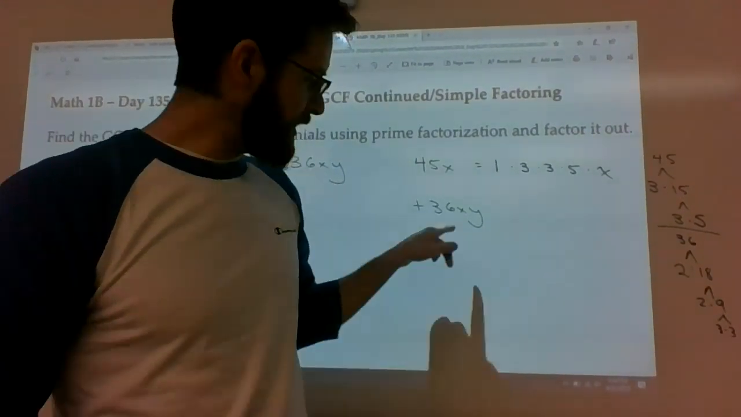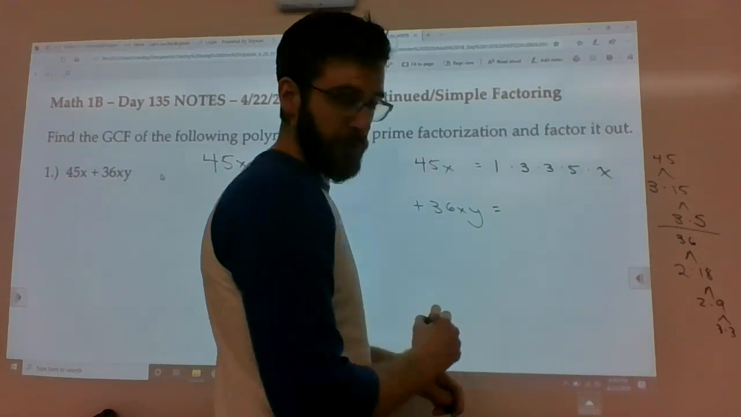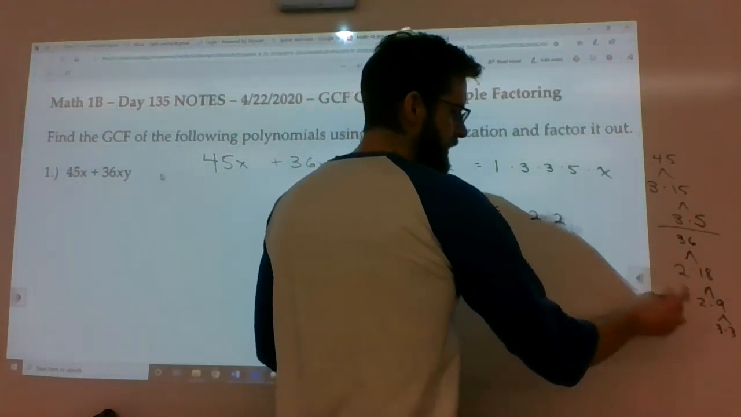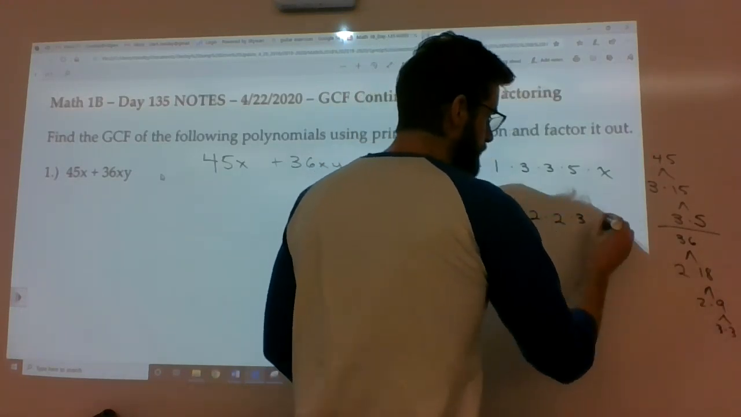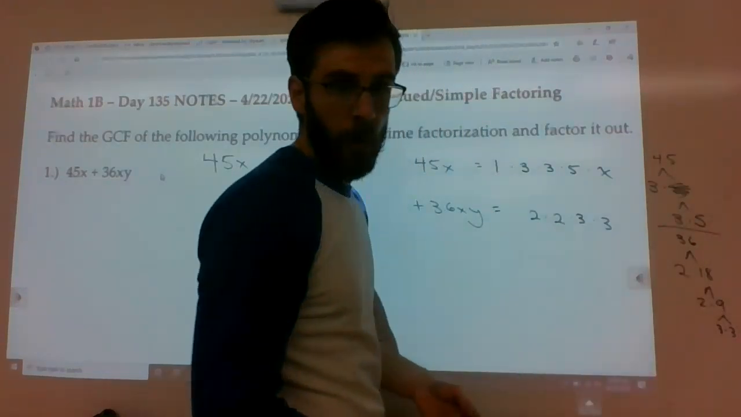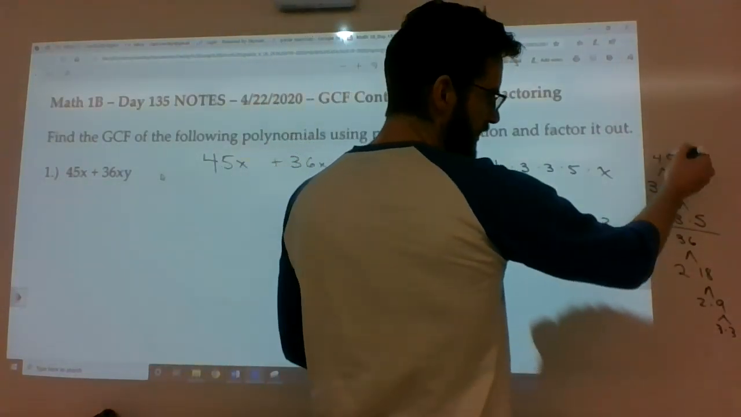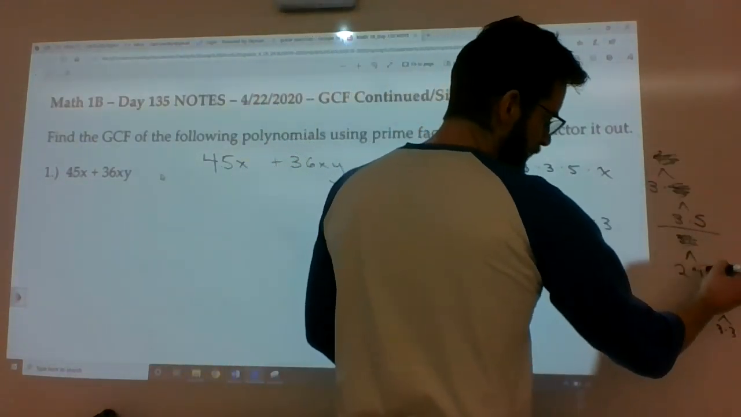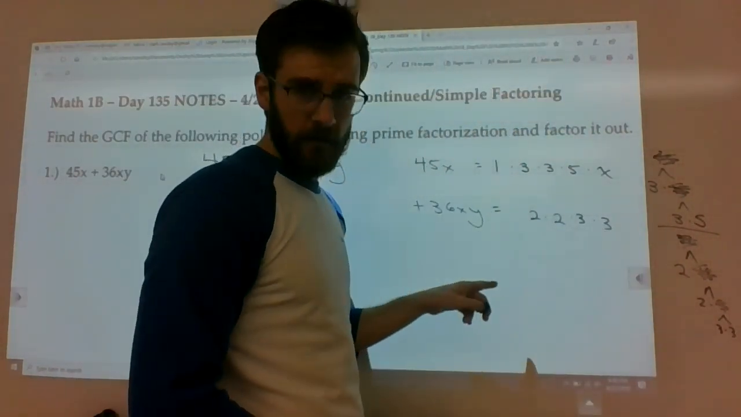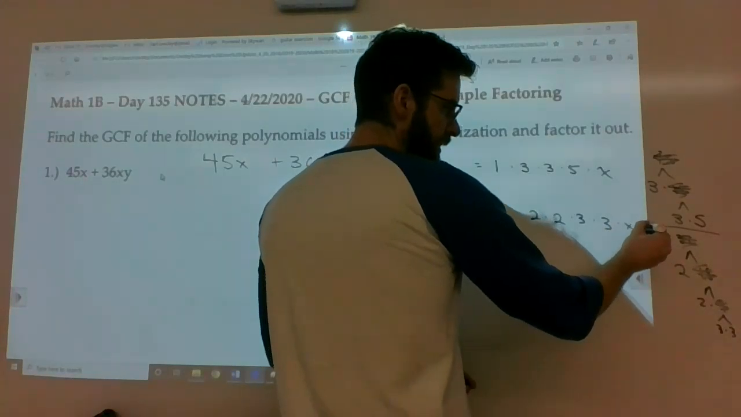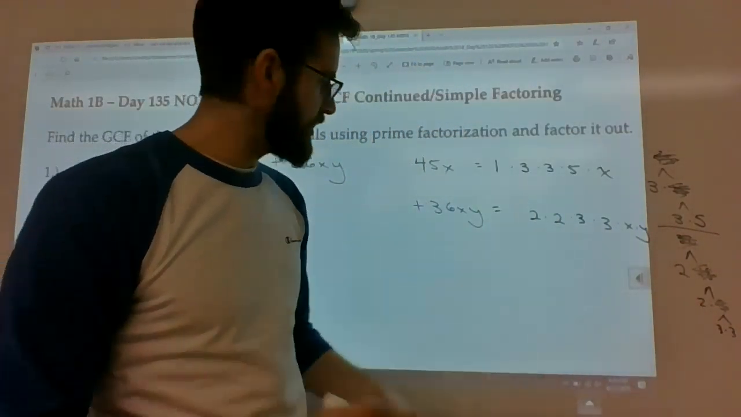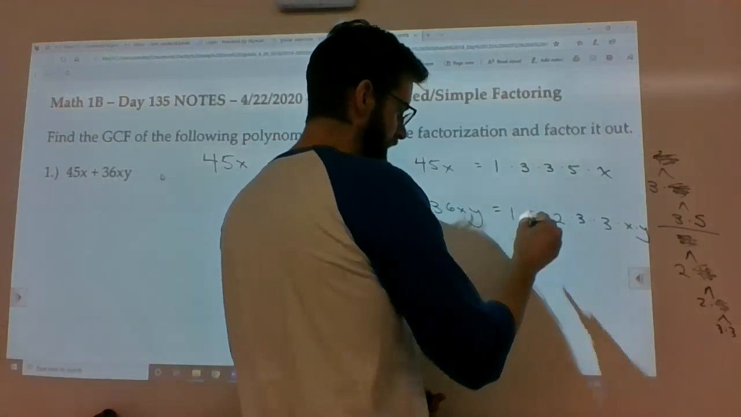So 36xy is 2 times 2 times 3 times 3. So notice we're not including any numbers that were factored down. We're not including that, or that, or that. It's just the prime numbers in there. And there's an xy, so I'm just going to put times x times y. You should always expand the variable expressions if you're using prime factorization. And then put a 1 on the outside.